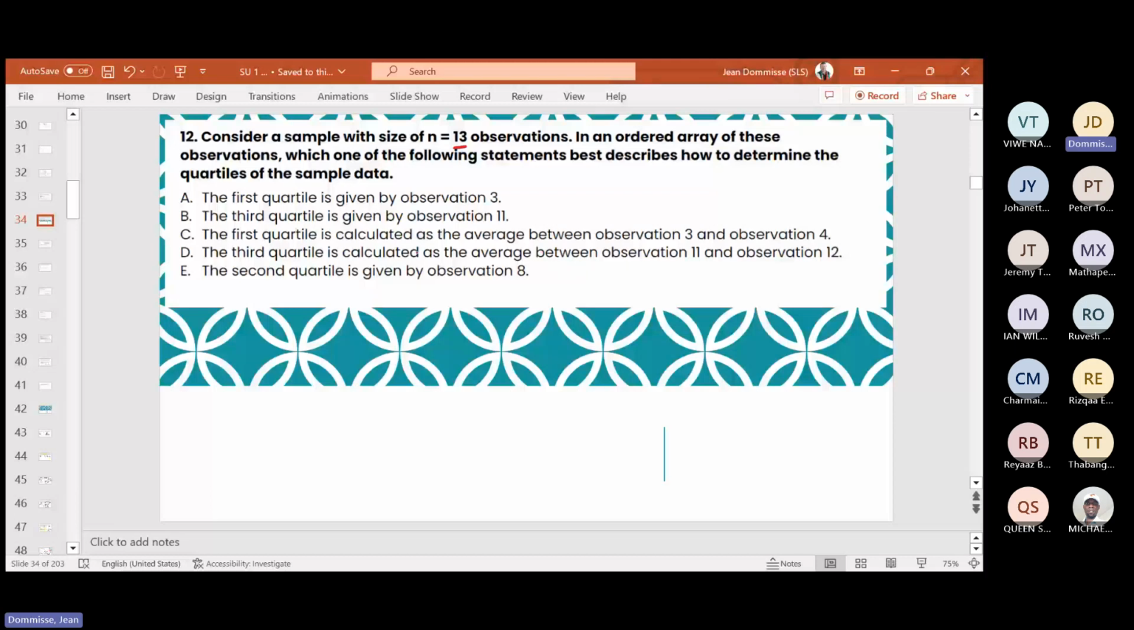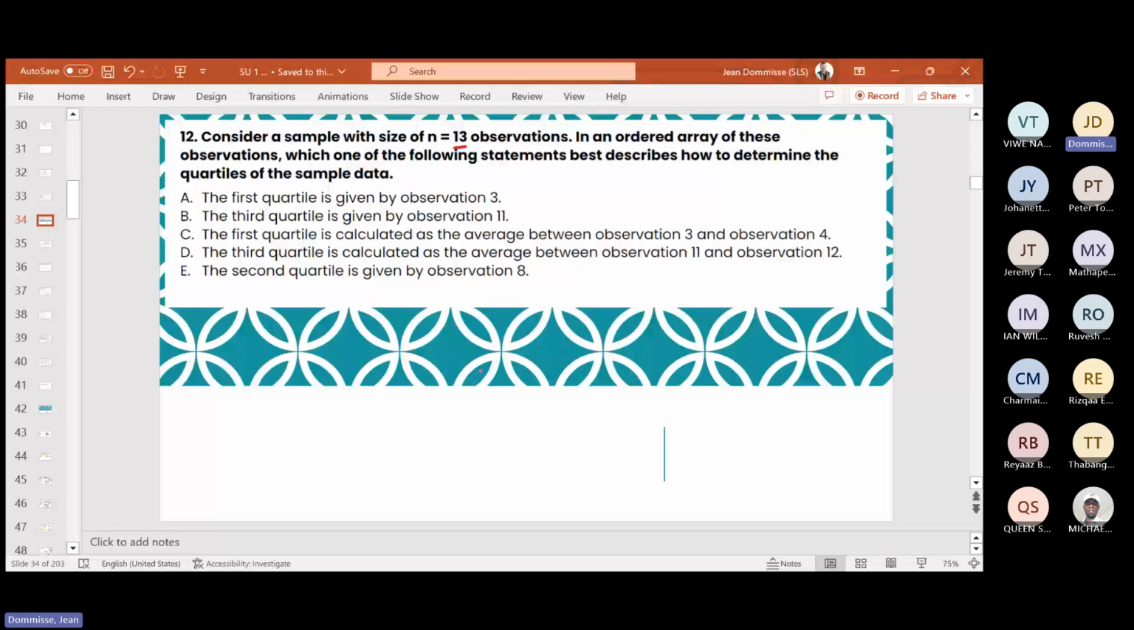Okay, so think about this one. If you want to grab a paper, write it out, but we see what we get for this. So how would you guys have solved this? They say which one of the following statements best describe.